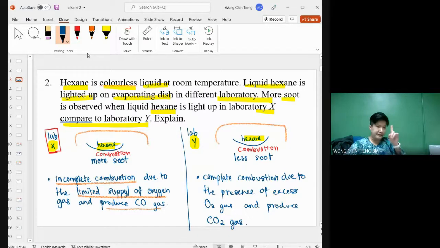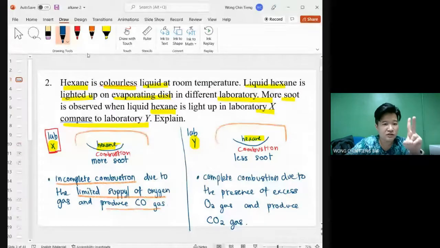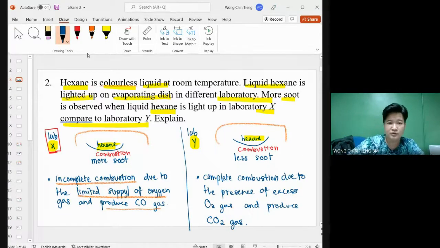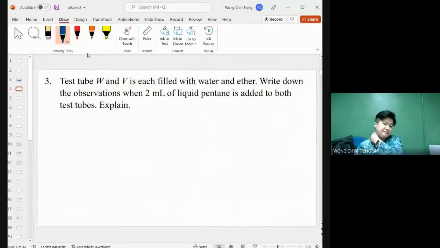Whenever dia bakar benda yang sama, dia mesti bakar benda yang sama dalam 2 keadaan yang berbeza, and dia kata compare. Cerita dia mesti adalah complete atau incomplete. And whenever cerita complete atau incomplete, dia mesti kena ada 3 keyword. The type, the oxygen, the product. Okay? Alright? Alang-alang soalan 2 duduk kat atas, kita tengok soalan 3 sikit.